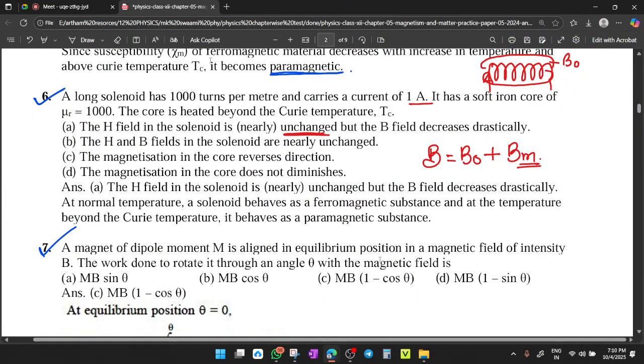B equals B naught plus Bm. So B naught, the magnetic field that continues in the air, will be unchanged, but the magnetic field will be reduced. So the H field in the solenoid is nearly unchanged, but the B field decreases drastically. Clear?